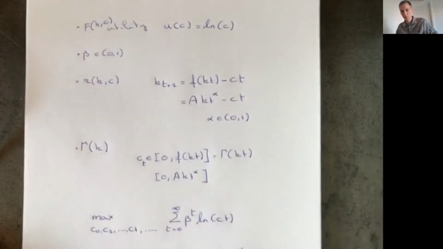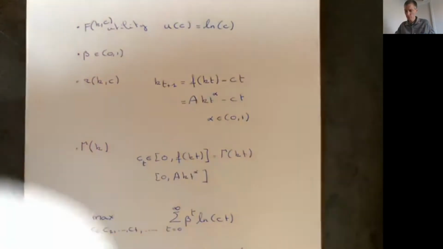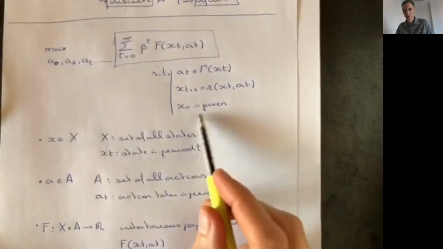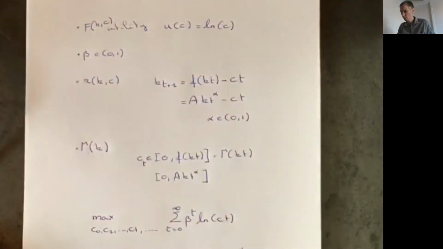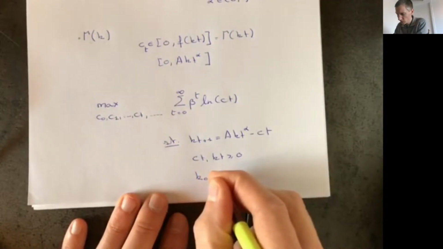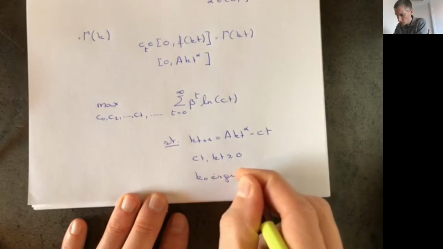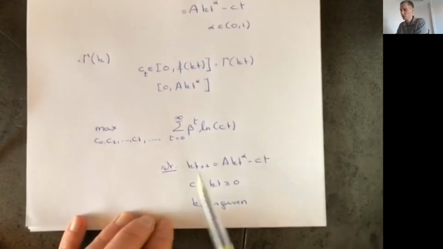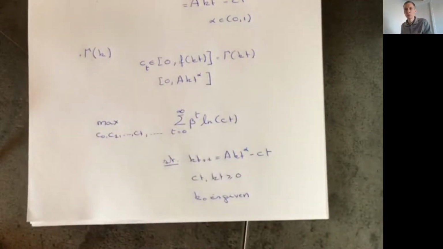And oh, I forgot one important thing, right? x0. So here x0 is going to be k0, the initial capital stock, which is going to be given. Okay, so this is the problem that my intertemporal utility maximizer is going to solve.